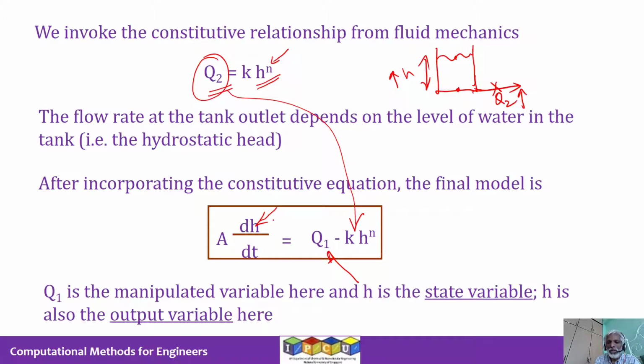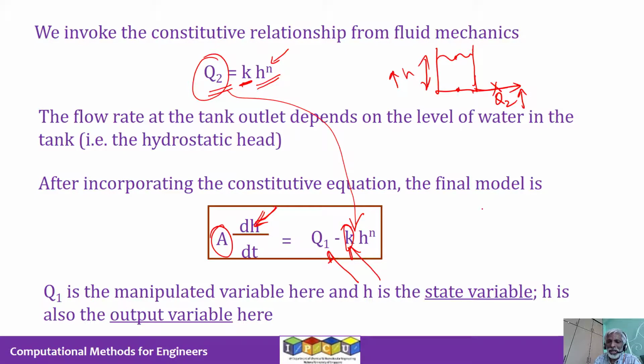So given the values of system parameters K, we have to find out the value of K, this proportionality constant in the constitutive relationship. We can get that from experimental data or through correlations that are available in the literature. If you know A, then A and K are the system parameters. H is the state variable. And Q1 is what is called the input variable or the manipulated variable.